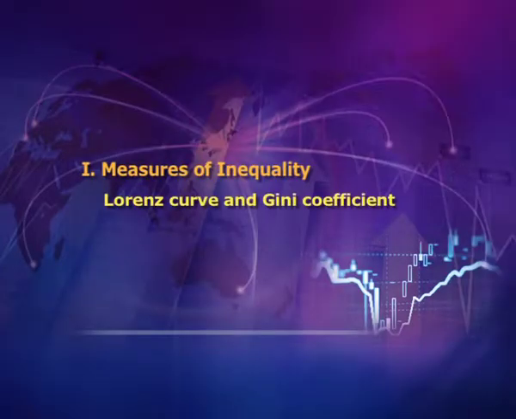Friends, in the earlier lectures, we studied that growth can be measured by quantitative parameters. We also studied the indicators of development. Let us now look at some measures of inequality and measures of human development. One measure of income inequality widely used is the Lorenz curve and Gini coefficient.